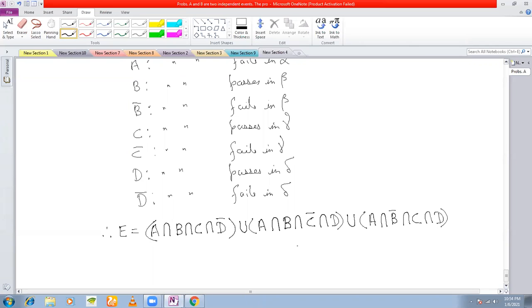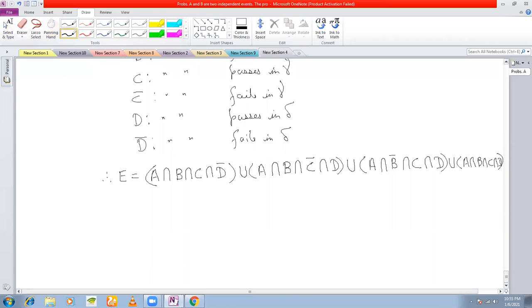Any other way of qualifying? Why not? He can pass in all, sir. So A intersection B intersection C intersection D. He can pass in all also. He has to pass in at least three, but that does not mean he cannot pass in all, right?